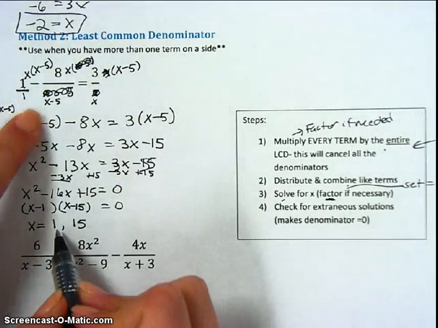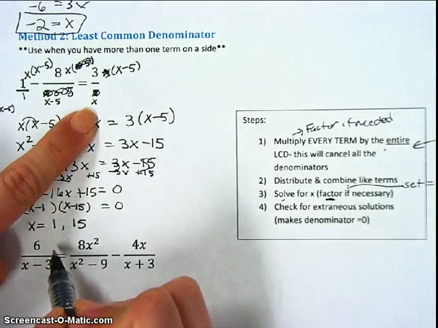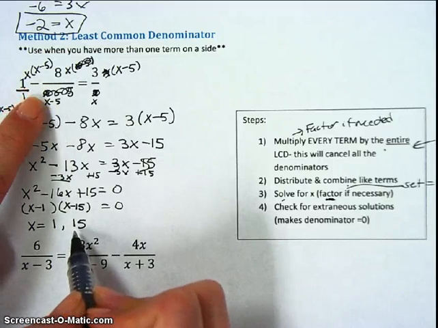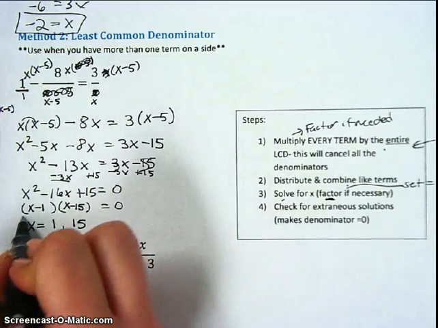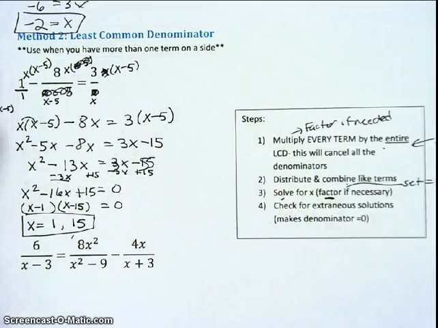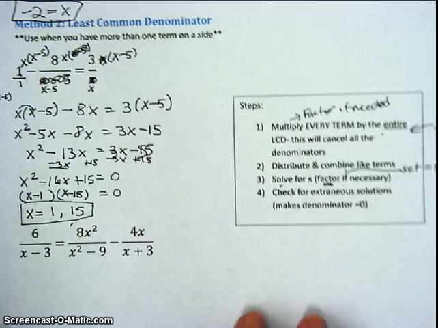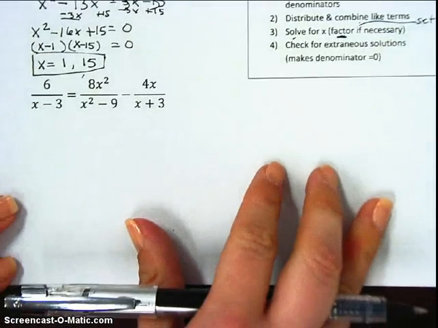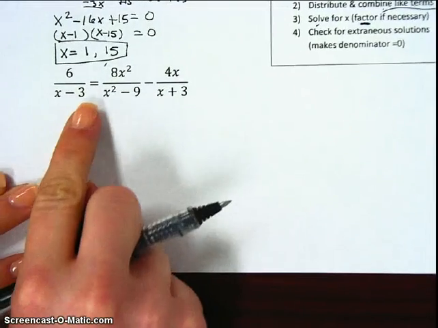So if we plug 1 into any of our denominators, none of them will be 0. We plug 15 in, nothing will be 0, so we have two solutions, which would be x equals 1 and x equals 15.